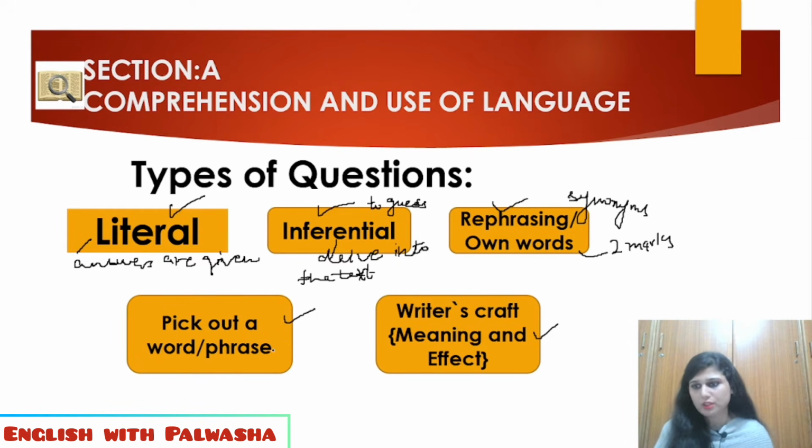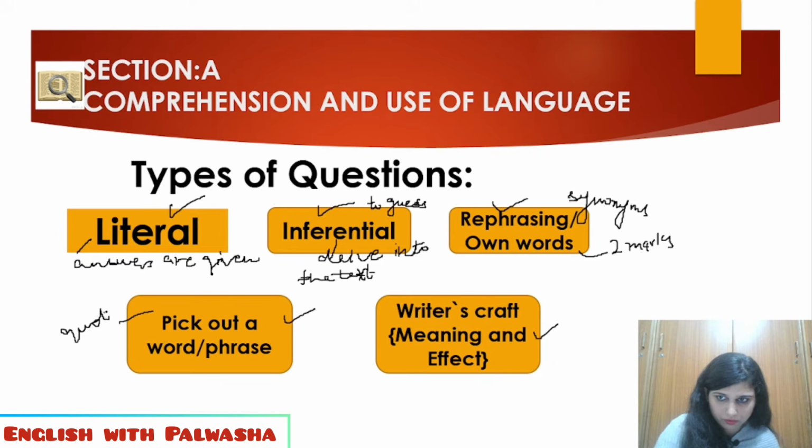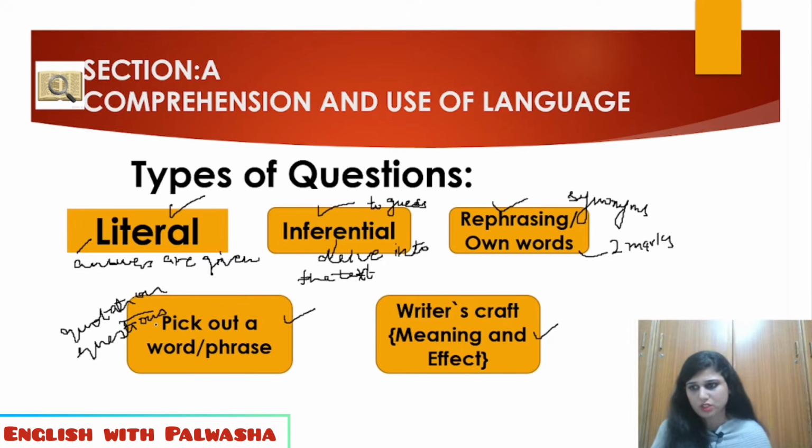Then comes pick out a word or a phrase. These are kind of quotation questions in which the examiner expects you to pick out a detail, a word or a phrase that means the same as something else. This is where you have to quote and extract the specific quote out of the text, and then just write it, right?